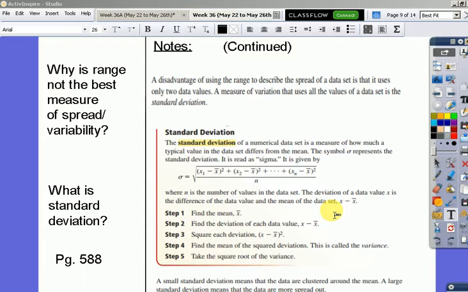Then stop talking. Okay. The other one talks about standard deviation with regard to athletes and performance. So we're going to take a look at that.